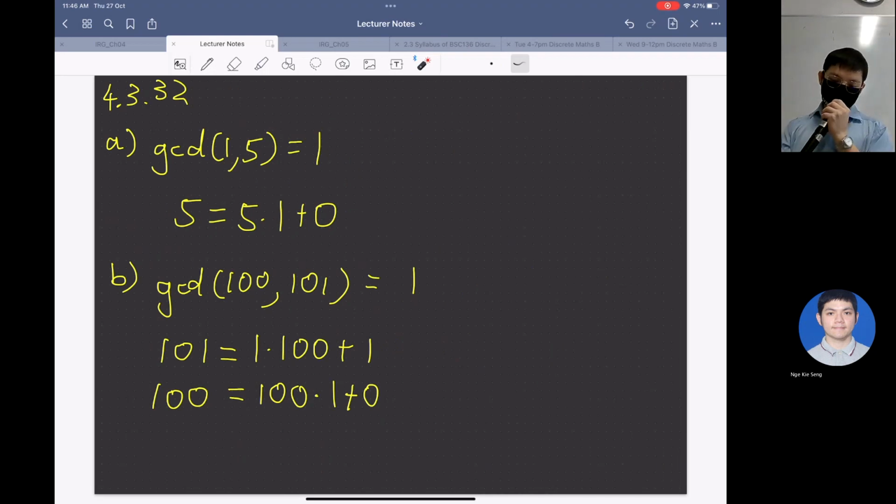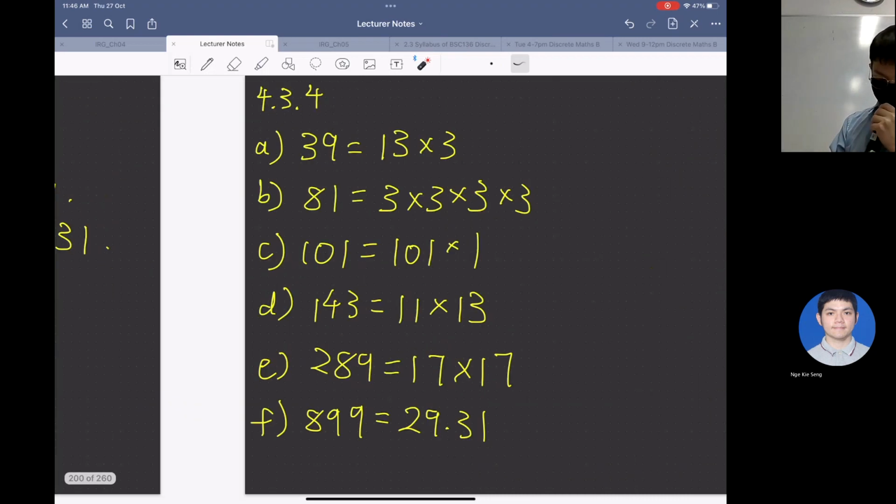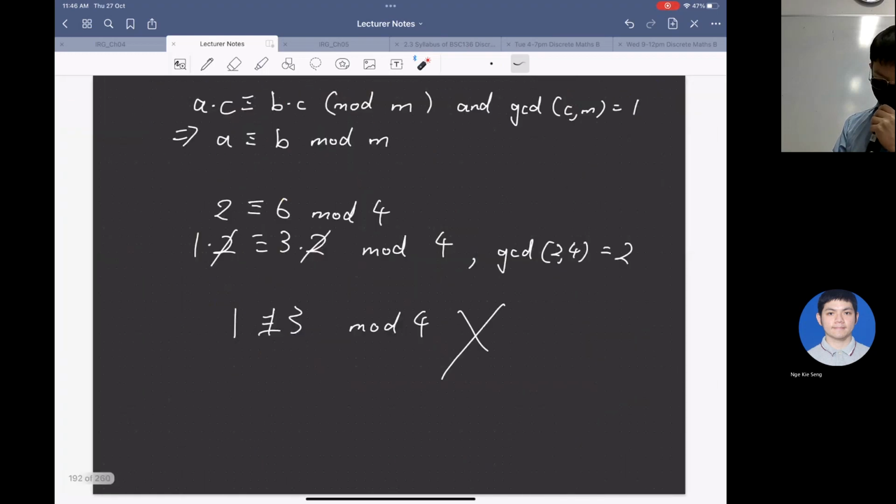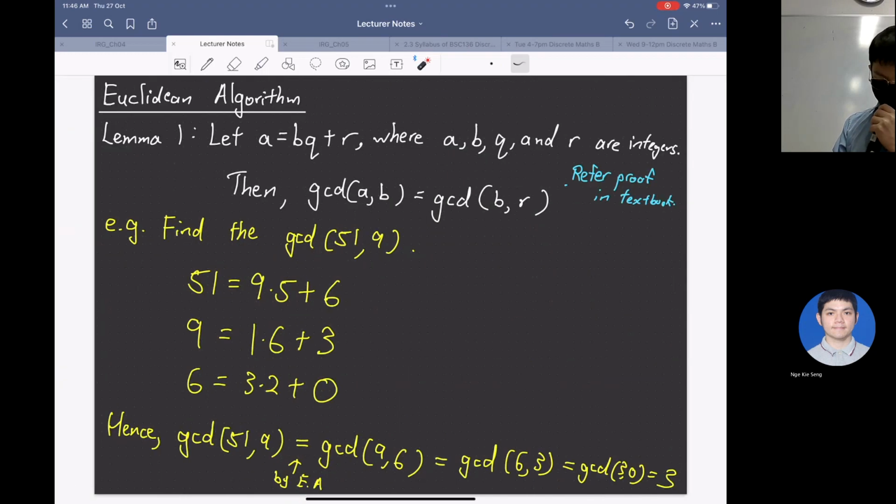4.3.32, yeah, this is the exercise I want you to really master. So this is the Euclidean algorithm. I think some of you, and I think Jordan just now, brought it up as well. You see I swapped the 2 and 3. It's okay if you swap the Q and B, as long as you know which one is the divisor. Don't use the wrong number here.